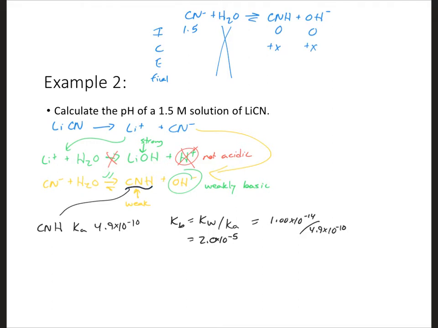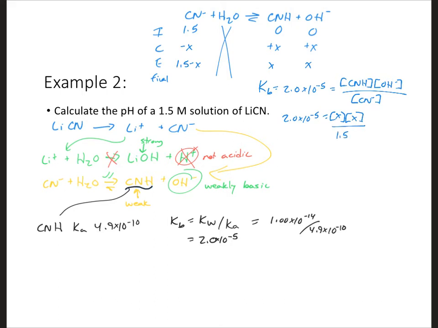For the 1.5, we're going to subtract x. We bring everything down to the equilibrium line: 1.5 minus x, 0 plus x is just x, 0 plus x is just x. So now we have an ICE table and we have a Kb. Now we need to set up Kb, 2.0 times 10 to the minus 5, equals the equilibrium expression, which is our HCN concentration times our OH- concentration all over the reactant CN- concentration. We can use our ICE table to fill in that information: 2.0 times 10 to the minus 5 equals x times x over 1.5 minus x. Hopefully this looks very familiar to what we just did on the last problem.